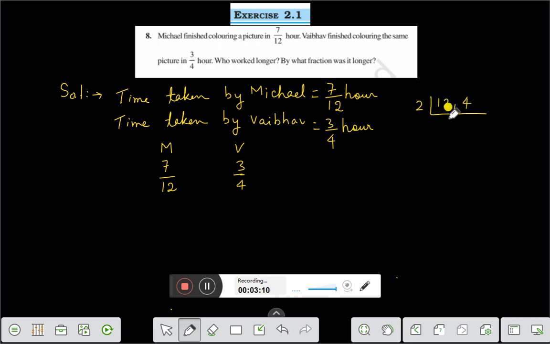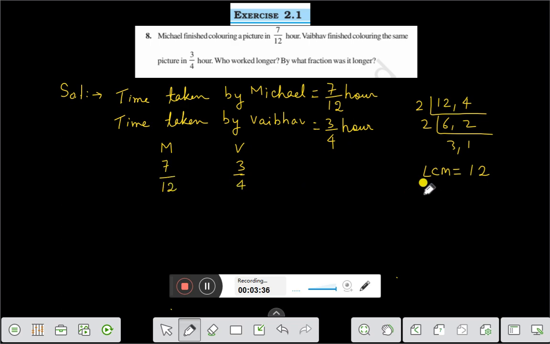There is 2. 2 6 is 12, and 2 2 is 4. Again, we divide it by 2. That is 2. 2 3 is 6, and 2 1 is 2. Therefore, LCM is equal to 2 into 2 into 3, which is 12. LCM is 12. Therefore, the denominator here is 12.